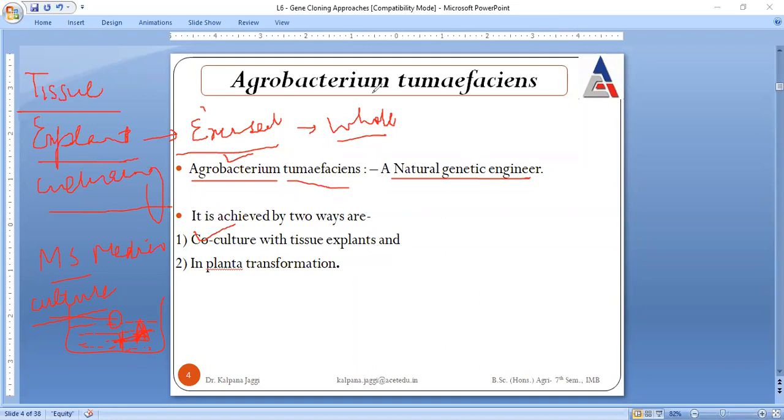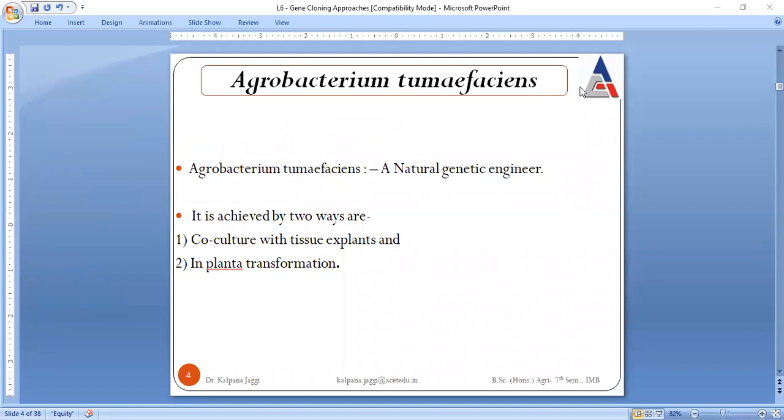So this is how Agrobacterium tumefaciens is acting as a natural genetic engineer. Natural because it is available naturally in nature, and genetic engineer because it is playing a vast role in the modification of genetic content. So this is Agrobacterium tumefaciens. Before I come to the process, I would like to introduce you to certain characteristics.